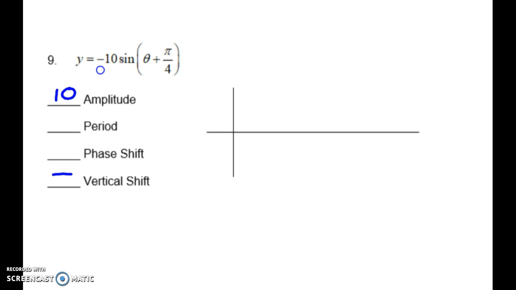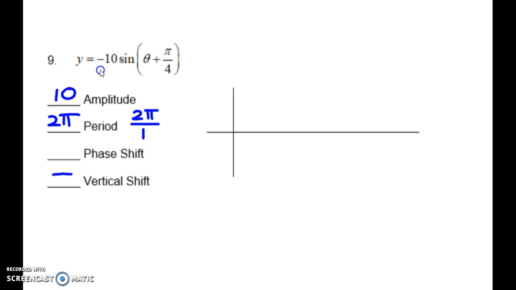The period is going to be 2 pi or 360 divided by the number out front of the theta or the x. And in this case it's 1. Because these instructions ask us to work with radians, we're going to take 2 pi, since one full cycle of sine is 2 pi radians, and divide it by that frequency of 1, giving us a period of 2 pi. So one cycle of this sine function will be completed in 2 pi radians.